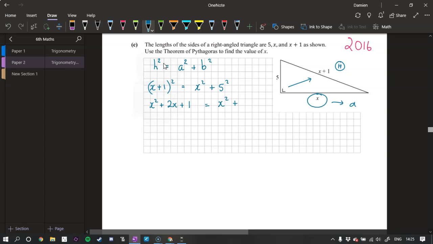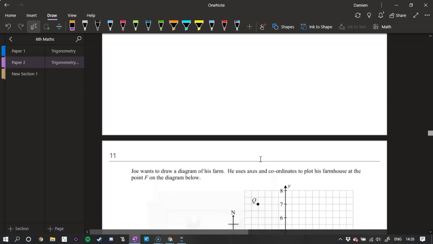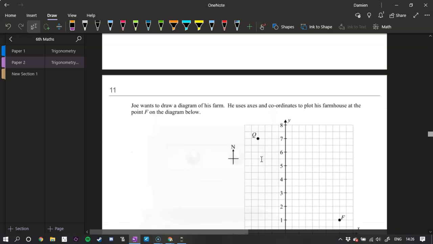Equals x squared plus 25. Again, I'm going to get the letters to the left and the numbers to the right, so we've got x squared minus x squared plus 2x equals 25 minus 1 when you bring everything across. The x squared minus x squared, they're gone. So that leaves you with 2x equals 24. And that gives you a nice simple x equals 12 at the end. Moving on to the next part.